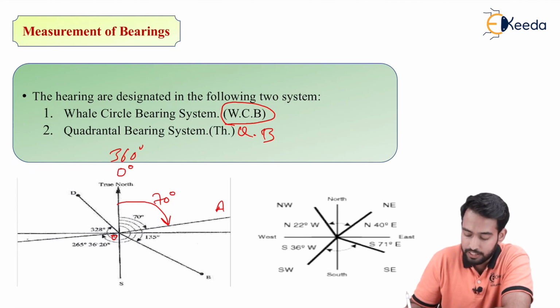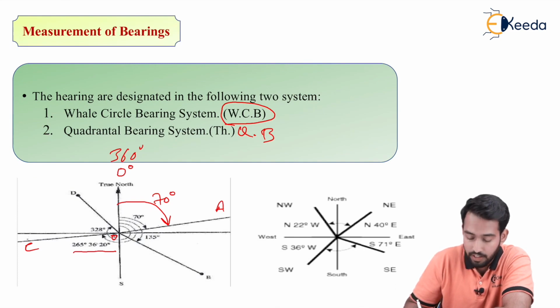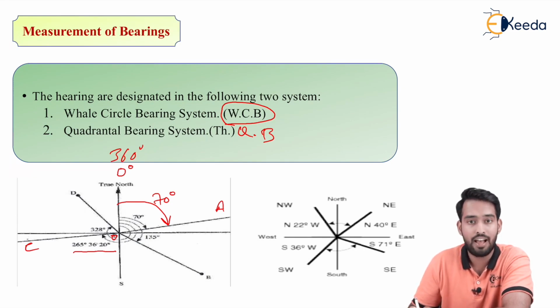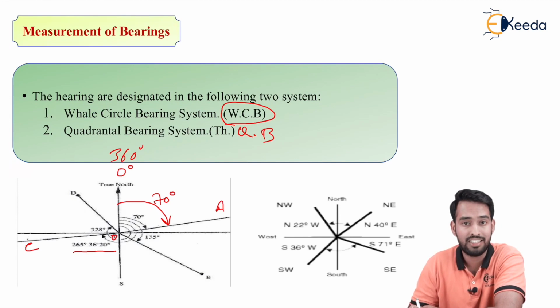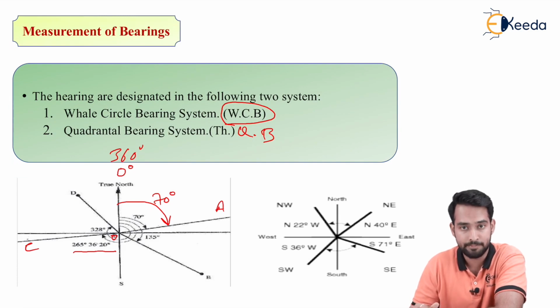Likewise, if we are calculating bearing of B, then it will be 135 degree as it is in second quadrant. Likewise, we are calculating bearing of C, which we can see here is 265 degree 36 minutes 20 seconds, and likewise we have found out the bearing of D, which is 328 degree. So we can find out the bearing of any point with respect to north in a clockwise direction from 0 to 360 degree, which is known as your whole circle bearing.